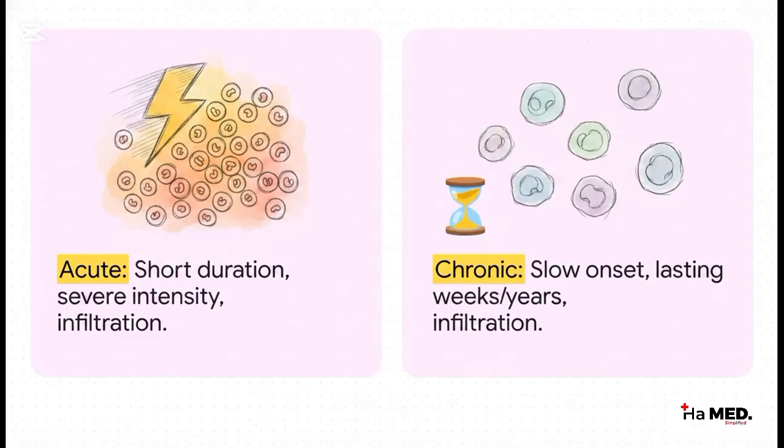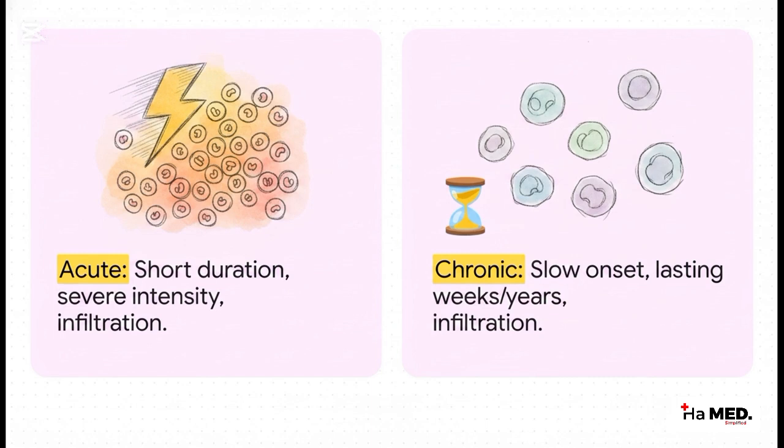But here's the thing, not all inflammation is created equal. It's really a tale of two different wars. On one side, you have acute inflammation. This is a rapid, intense blitzkrieg. It lasts maybe hours to days and relies heavily on first responder cells called neutrophils.